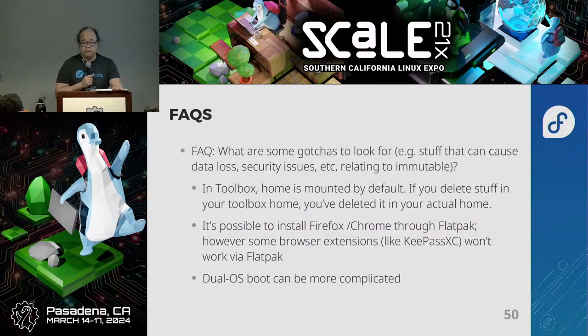And then what are some of the gotchas to look for, like stuff that can cause data loss, security issues, etc., relating to Immutable? So in Toolbox, the home is mounted by default. So if you delete stuff in your Toolbox home, you've deleted your actual home. So do be careful about that. And it's also possible to install Firefox and Chrome through Flatpak. However, some browser extensions like KeePassXC won't work via Flatpak. And also dual OS boot can be more complicated.